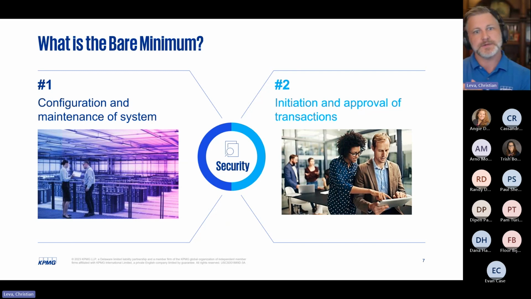So, bare minimum number one, you have individuals who own the keys to the kingdom in terms of the configuration and the maintenance of the system, and those individuals should not have the ability to initiate or approve any type of transactions. So it gets to the point of, all right, who should initiate and approve those transactions? And is it the same person who initiates and approves a transaction? So the first answer is pretty simple. It's our traditional business users, right?